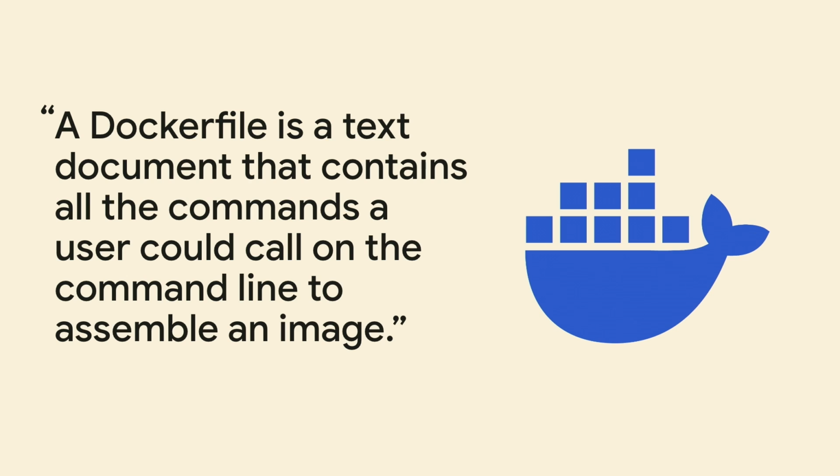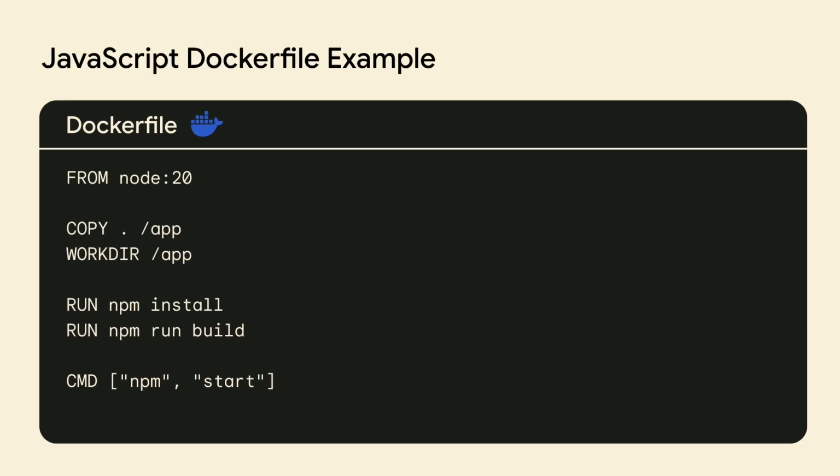So what is a Docker file? A Docker file is, I'm sorry, this is not a DevOps talk, but I promise this will be worth it. A Docker file is a text document that contains all the commands a user could call on the command line to assemble an image. So what is it saying? Well, any commands that we might run in order to install, build, and run our application, that's what a Docker file can do. So this is an example of an overly simplified Docker file for a JavaScript application.